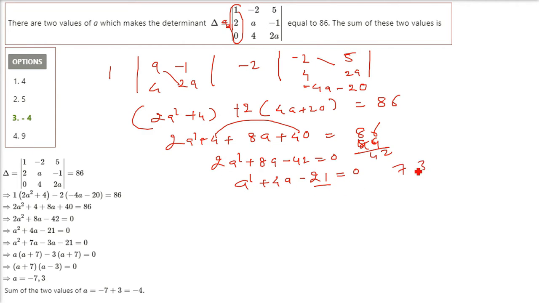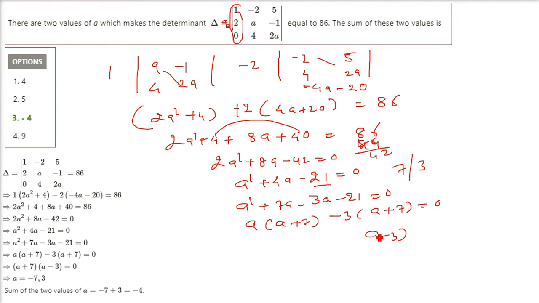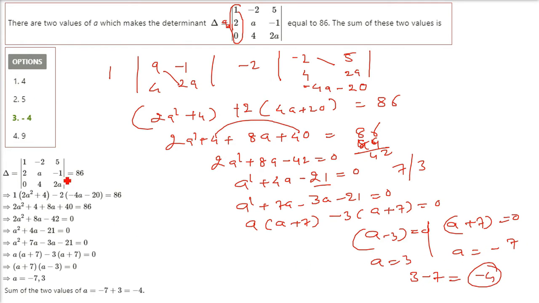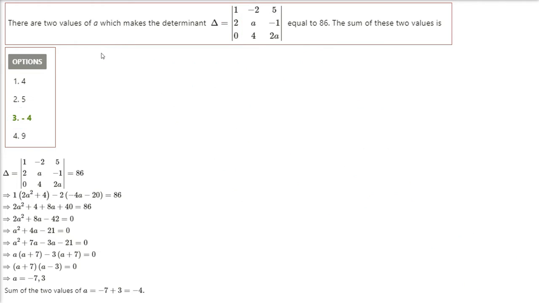7 3s are 21, so we'll use 7 and 3. A square plus 7a minus 3a minus 21 equals 0. A you can take common: a plus 7 minus 3 times a plus 7 equals 0. So a minus 3, a plus 7. This is going to be your result. A equals 3 and a equals minus 7. Okay, so what is the sum? 3 minus 7, of course, minus 4 is what you are going to get.